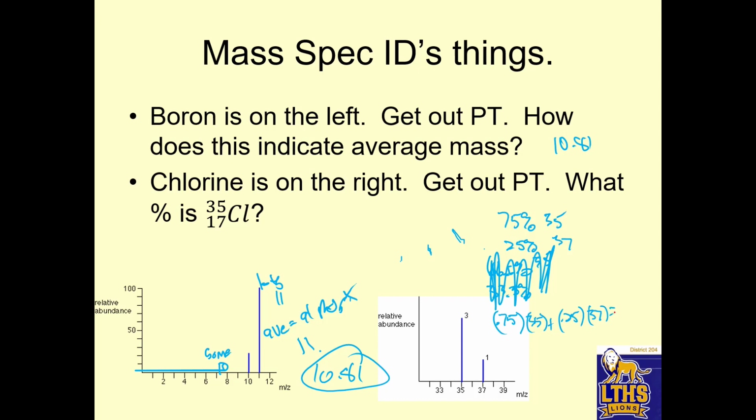So let's see. Calculators assembled. 0.75 times 35, plus 0.25 times 37, enter. And I get 35.5. And if I look at the average atomic mass of chlorine, it is 35.45. Oh my goodness, it's a miracle.